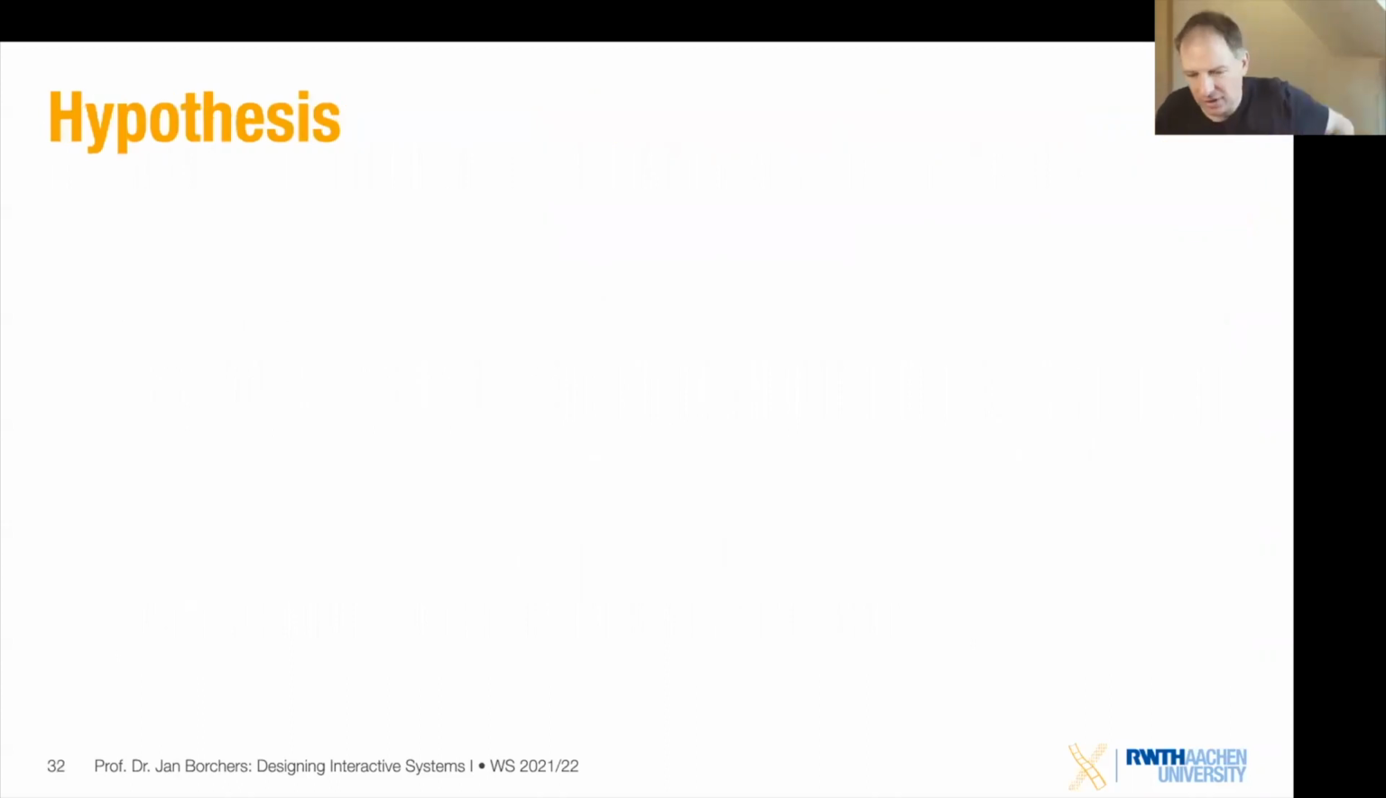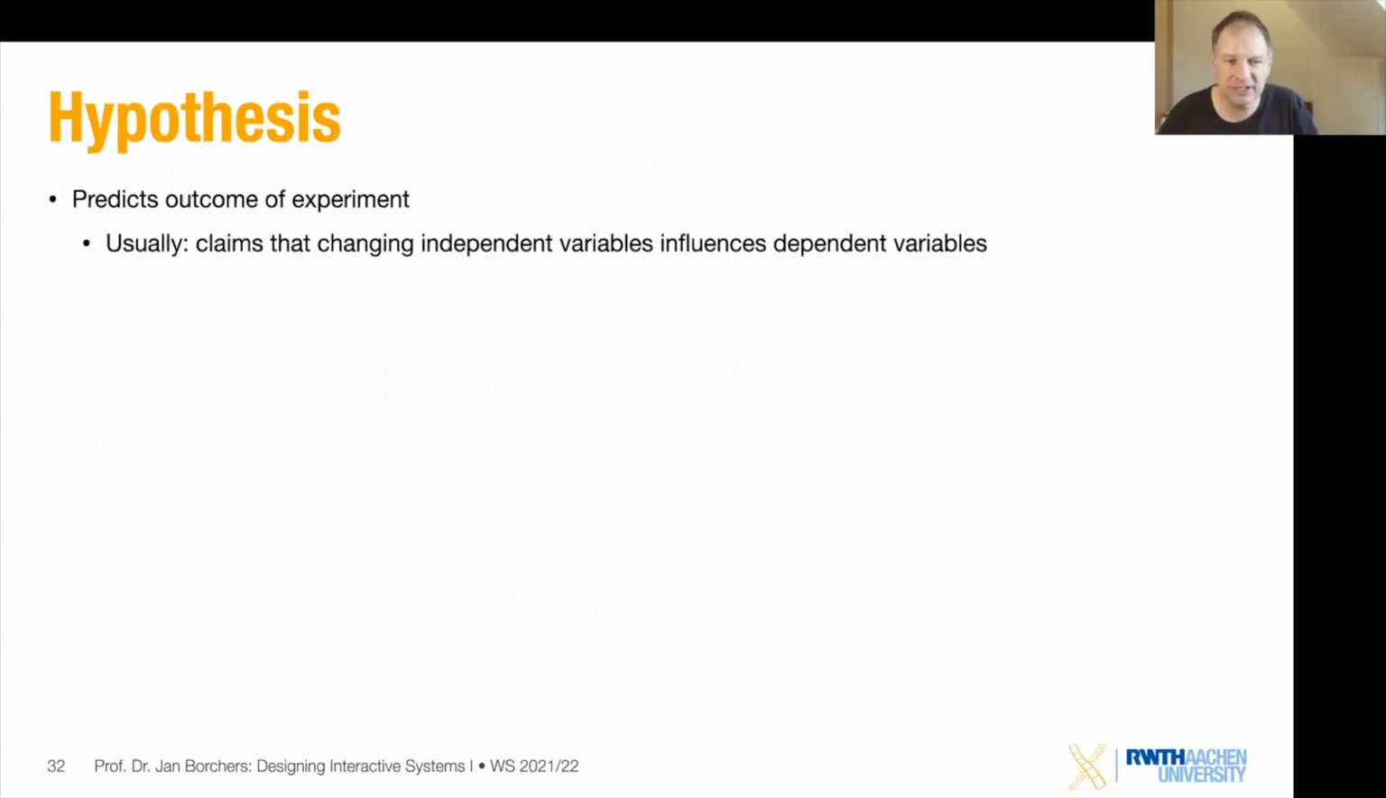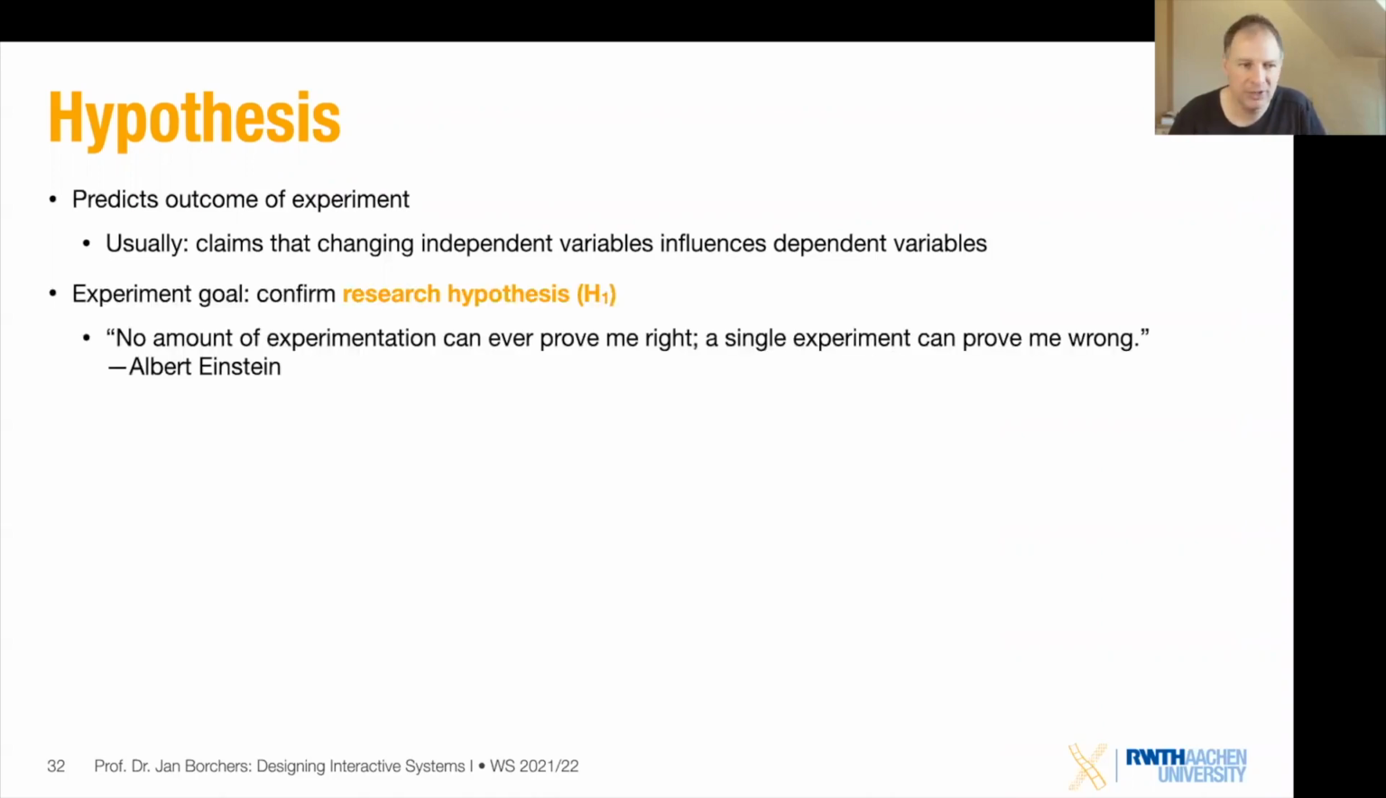So now about the hypothesis. The hypothesis predicts an outcome of the experiment. It's usually a claim that if I change one of the independent variables, it will influence the dependent variables. That's usually what we claim will happen. That's what we hope to show. And the goal, therefore, is to confirm our research hypothesis, which we call H1.